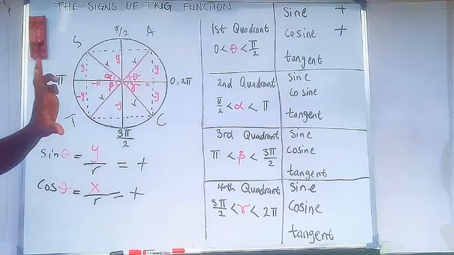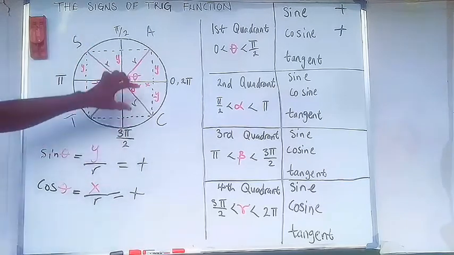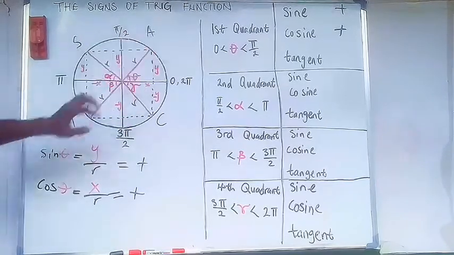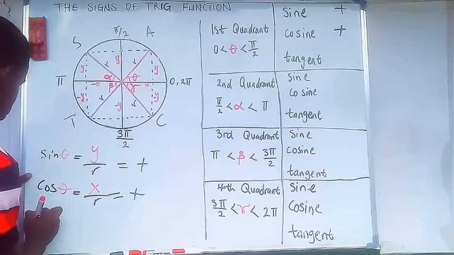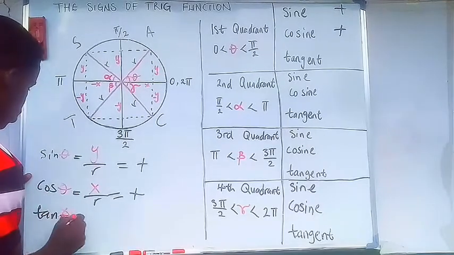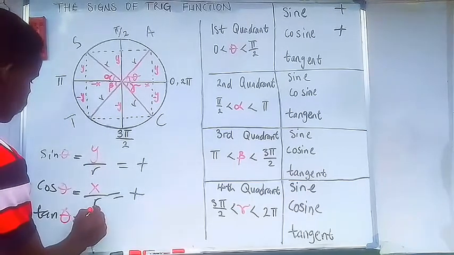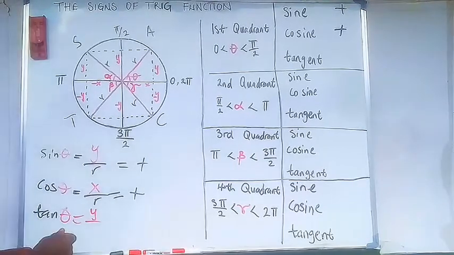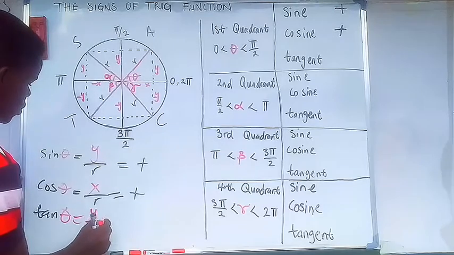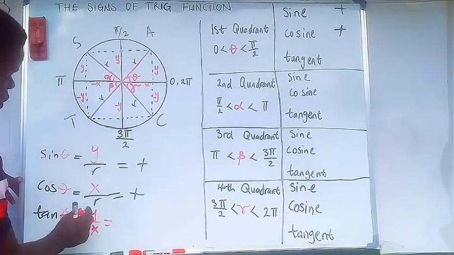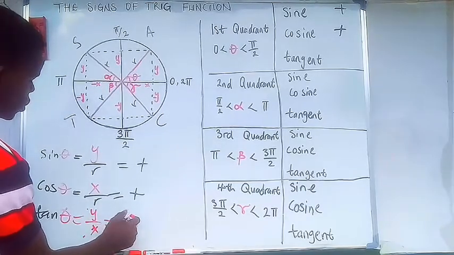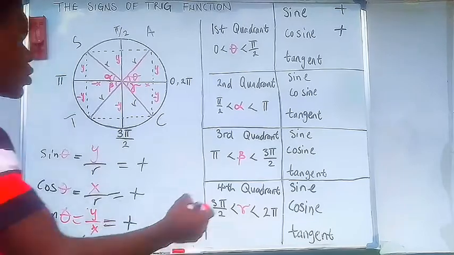We have the tangent is noted to be what? Opposite over adjacent. So we have opposite to be y, and tangent of theta is equal to opposite over adjacent, which is y over x. Both of them are in red, and we still have positive, the result is positive. So we still have a positive result.